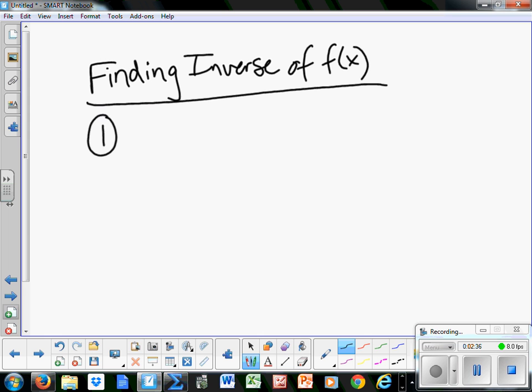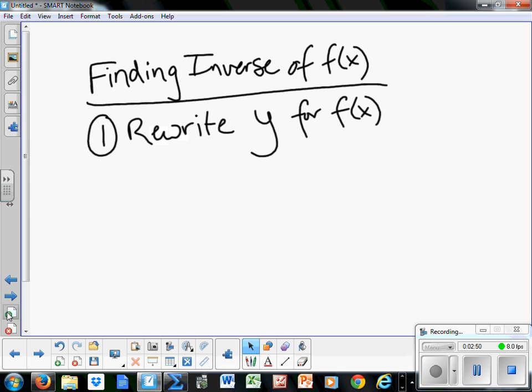The first one is to rewrite f of x as y. This is just to help ward off any type of confusion. It helps to remember that since domain is x and range is y, and that's what we've been learning, you're switching your y's and your x's versus having to switch other things around.